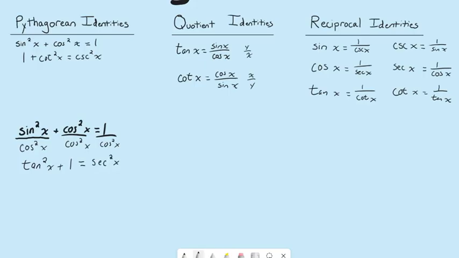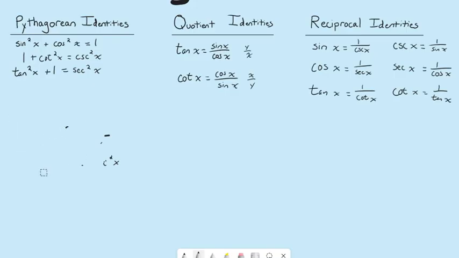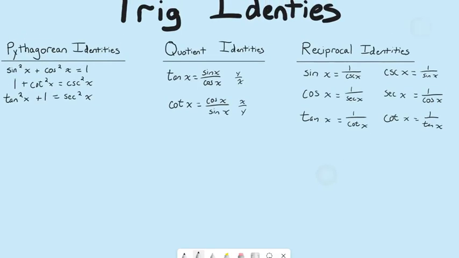So this is yet another Pythagorean identity that we might be able to use in this upcoming assignment. Tan squared x plus 1 equals secant squared x. All right, now these are the identities that we will need for this 7-2 lesson. I will take these and we'll start doing some problems.